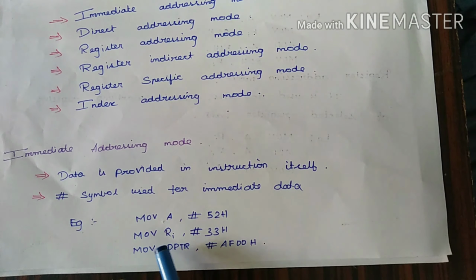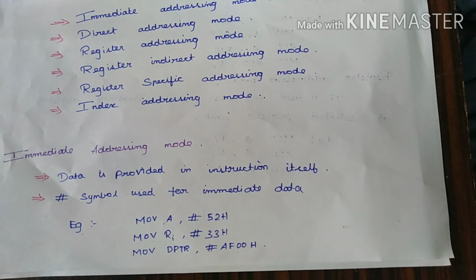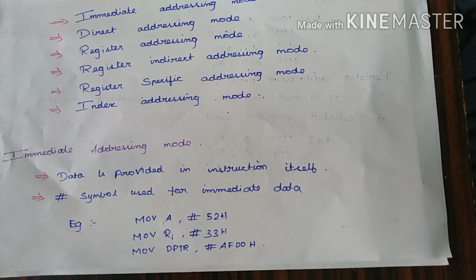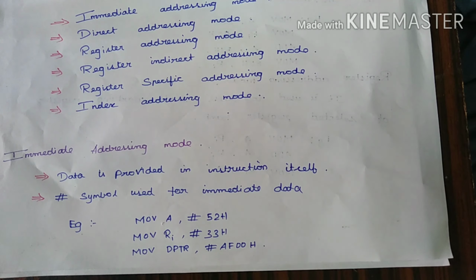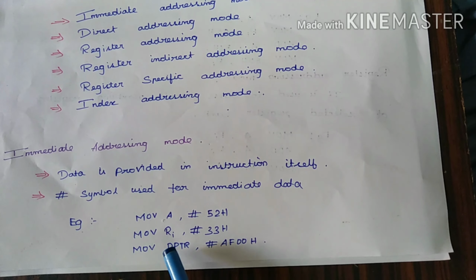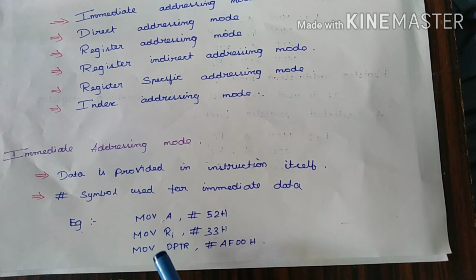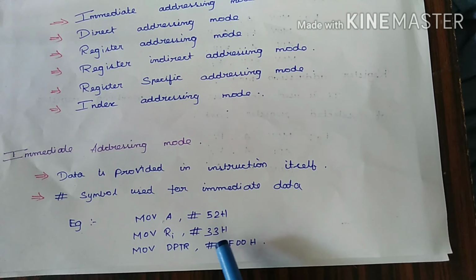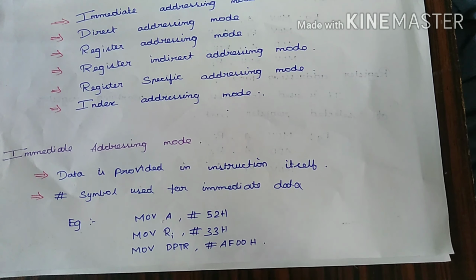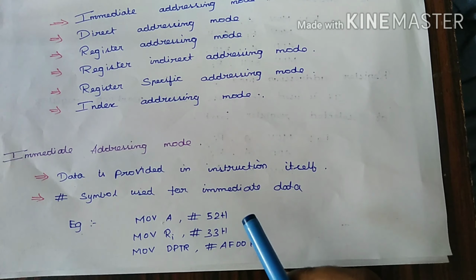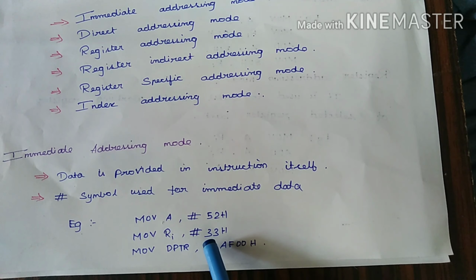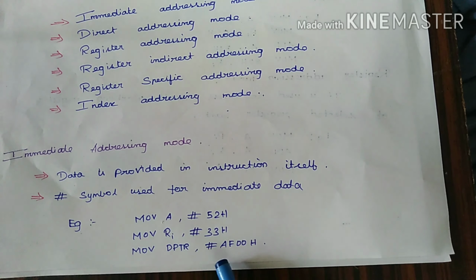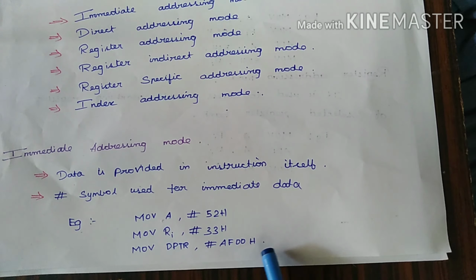And the next one is MOV Ri, *33H. We know that 8051 has 4 register banks, each of which contains 8 registers from R0 to R7, and so this i denotes a value from 0 to 7. Now if we consider MOV R3, *33H, then the R3 register of the selected register bank will get the value 33H. And now the next one is MOV DPTR, *AF00H.